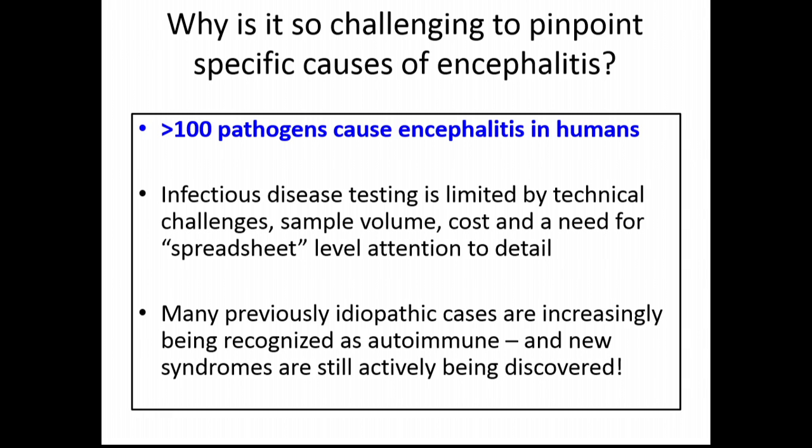And then the other thing is that many idiopathic cases of encephalitis now, it seems, are probably autoimmune. Some of them are because we haven't discovered the antibody and are rapidly describing new antibodies. Some of these may actually not even be antibodies. It may be more of a T-cell driven response. And I think there's going to be a lot more discovery on that end.